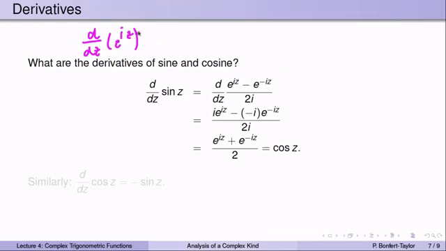Let's look at the derivative of e to the iz. We found the derivative in general of a function e to the a times z, and found that was a times e to the az. So in this case, this is going to be i times e to the iz. That's right here. The derivative of e to the minus iz is found similarly. We multiply with this constant minus i, e to the minus iz.